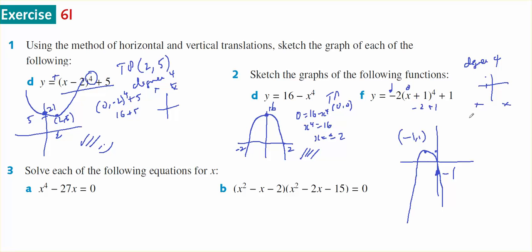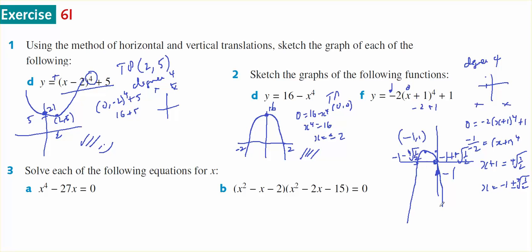There's my turning point. I'm going to find two x-intercepts. 0 equals minus 2 (x plus 1) to the 4 plus 1. Minus 1 over minus 2 equals (x plus 1) to the 4. x plus 1 equals the 4th root of a half. x equals minus 1 plus or minus the 4th root of a half. So this one's going to be minus 1 plus the 4th root of a half. And this is going to be minus 1 minus the 4th root of a half.